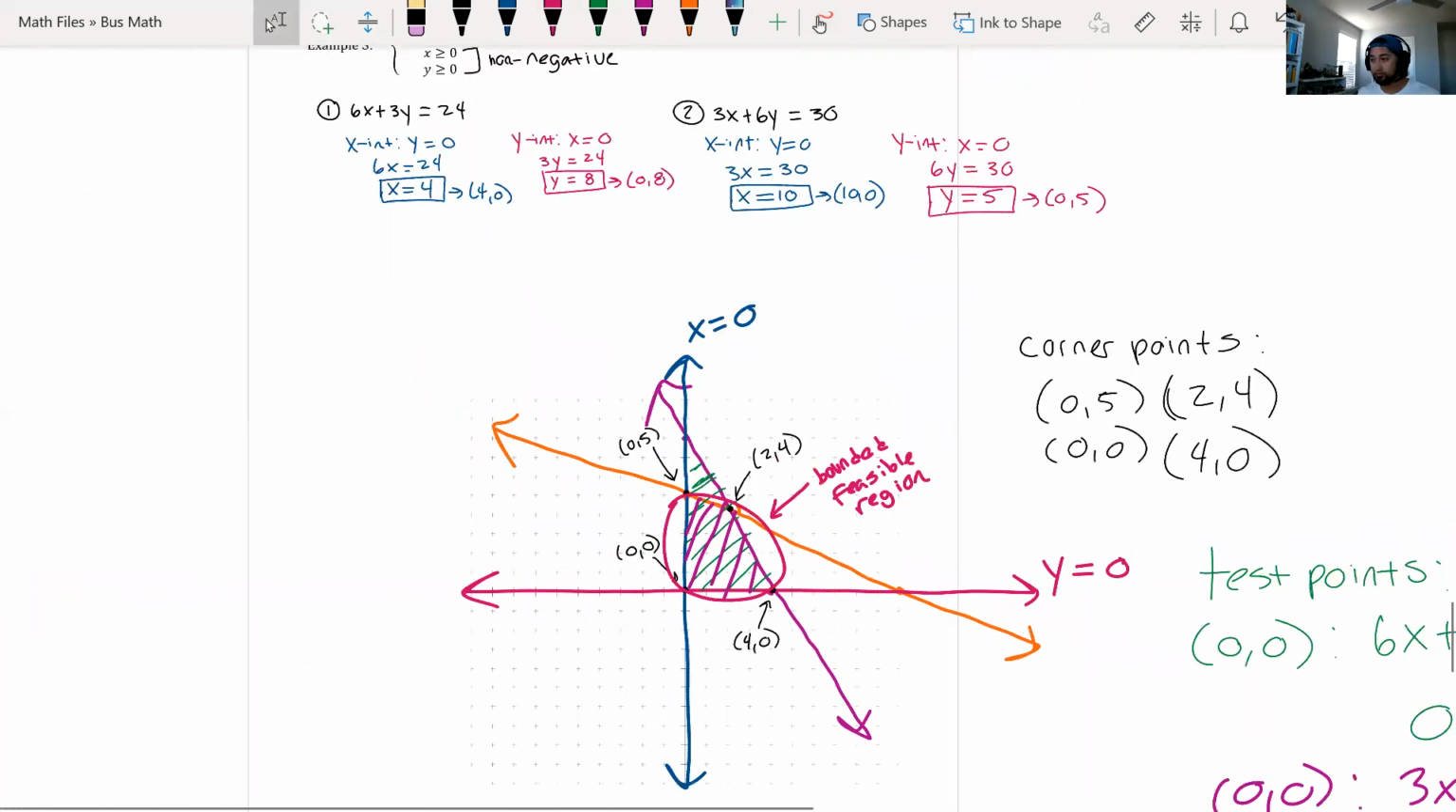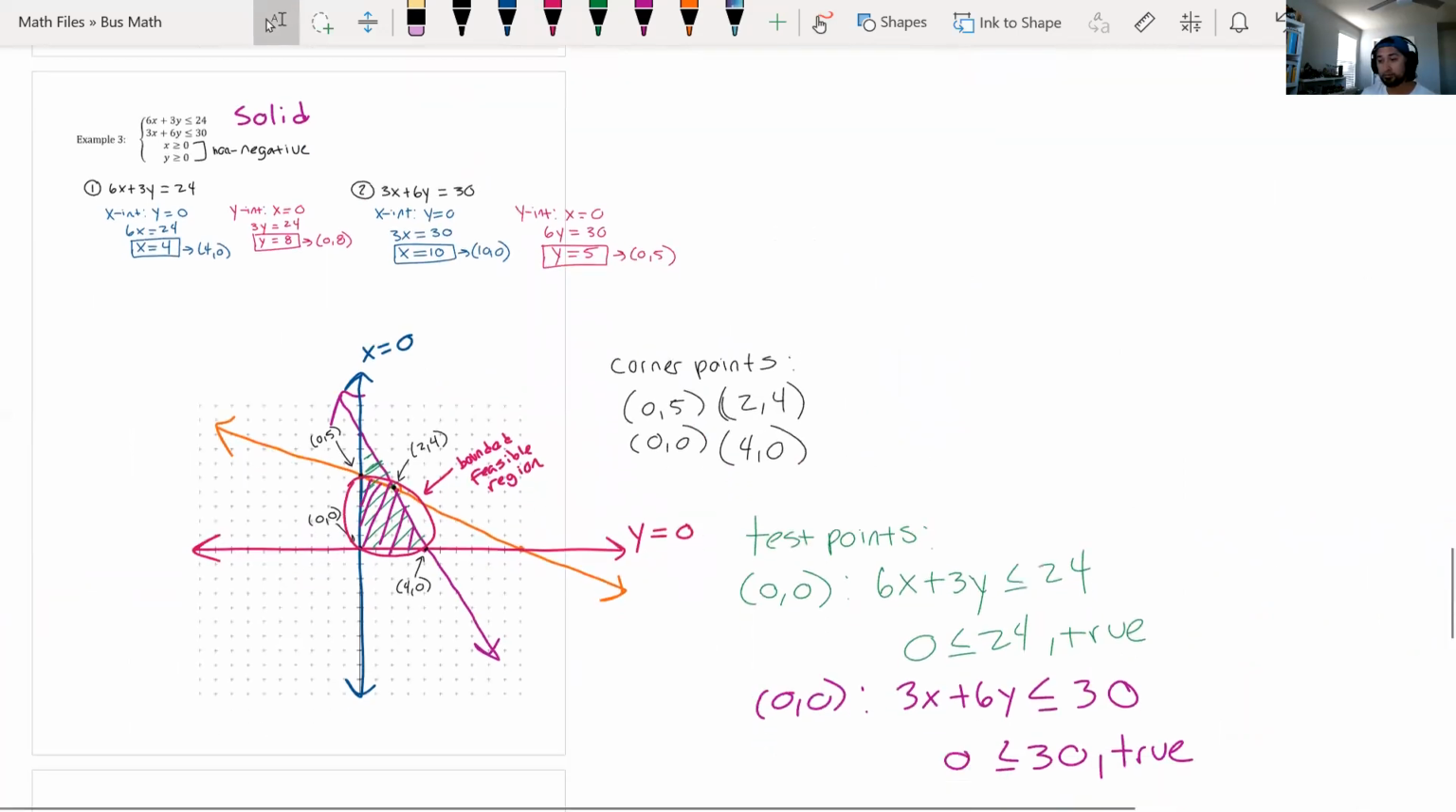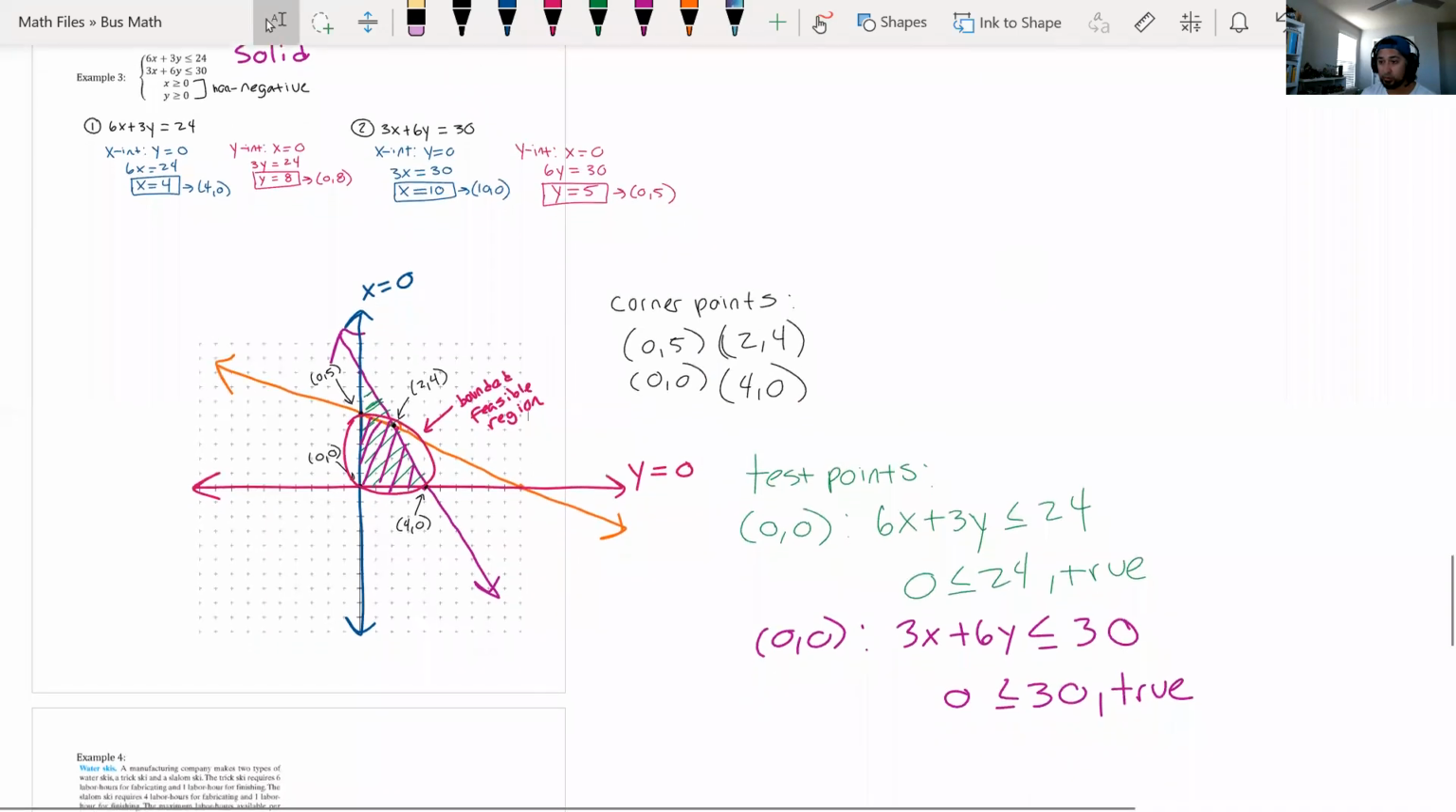Okay. Not bad. Everything's the same, right? Same technique.